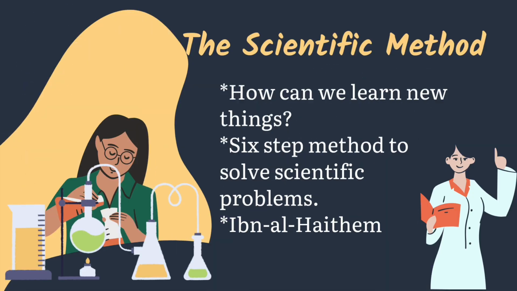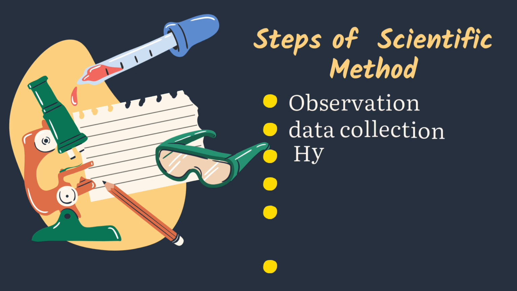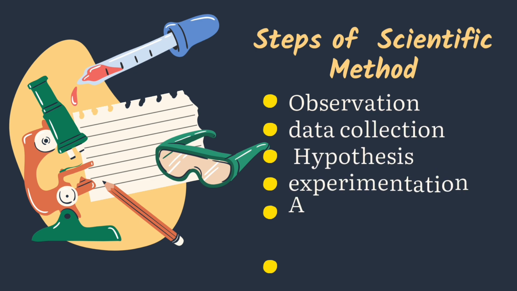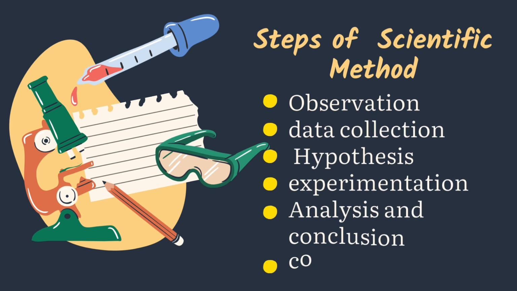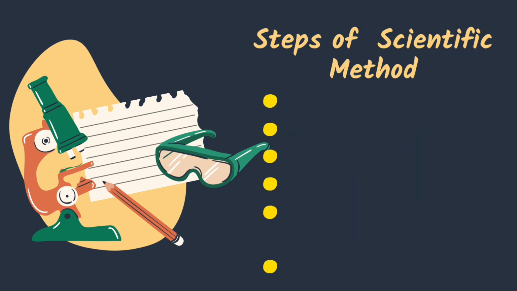So, the scientific method is a systematic method to solve scientific problems. It is a six-step method first developed by a Muslim scientist, Ibn al-Haytham. The steps of the scientific method are observation, data collection, hypothesis, experimentation, analysis and conclusion, and communication.